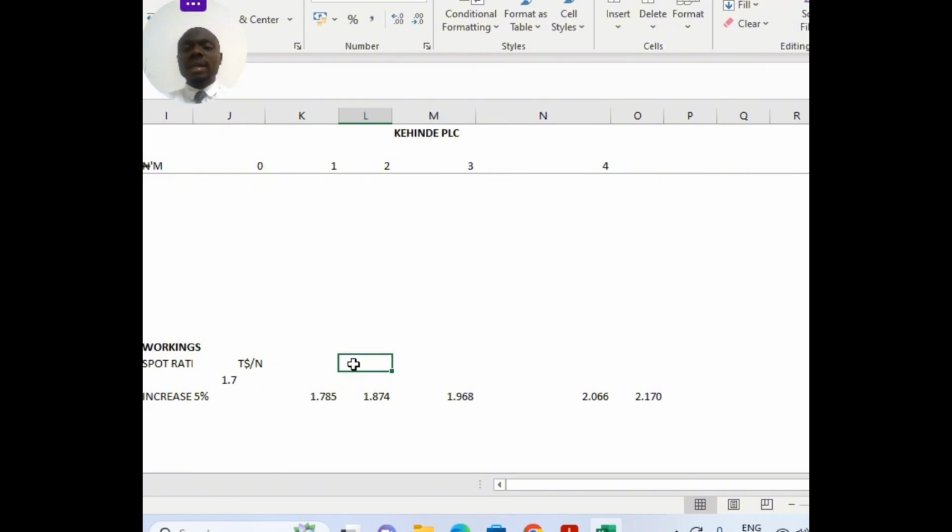Look at this. The Naira sign is at the right hand side, which means that this is an indirect quote. So which means we are going to do what? Divide all our what? All our spot rates.